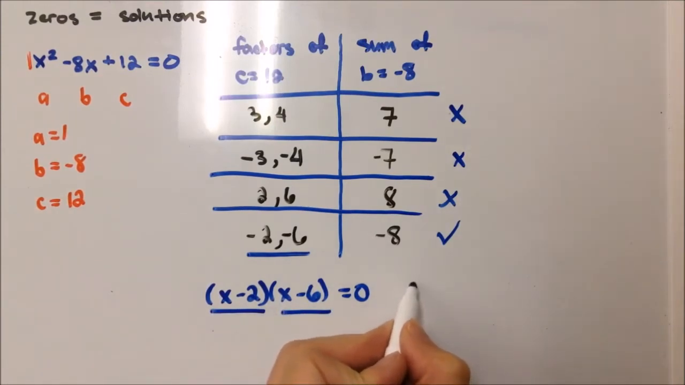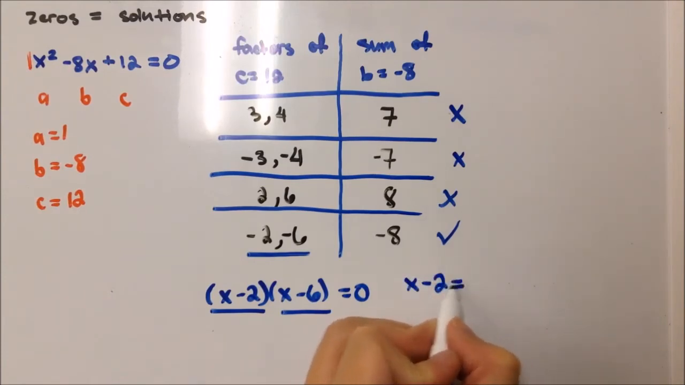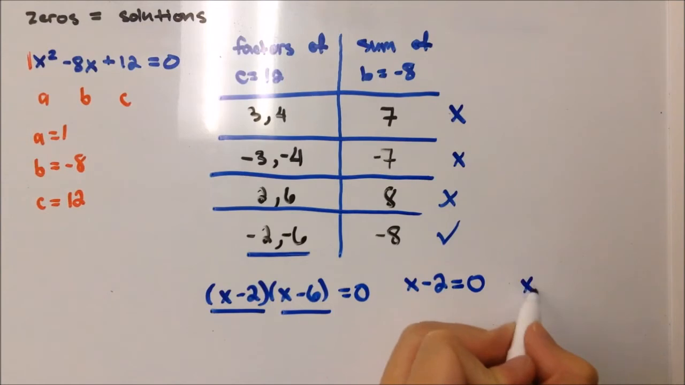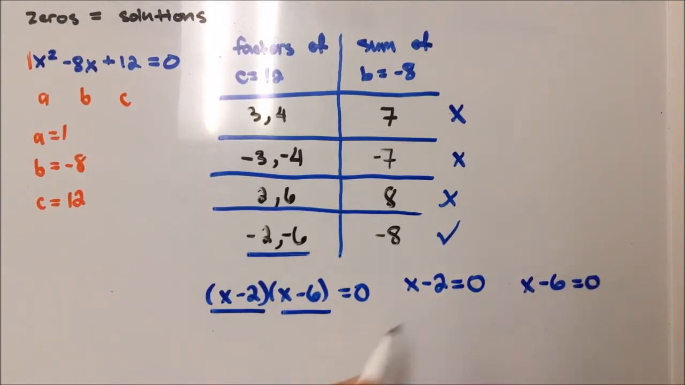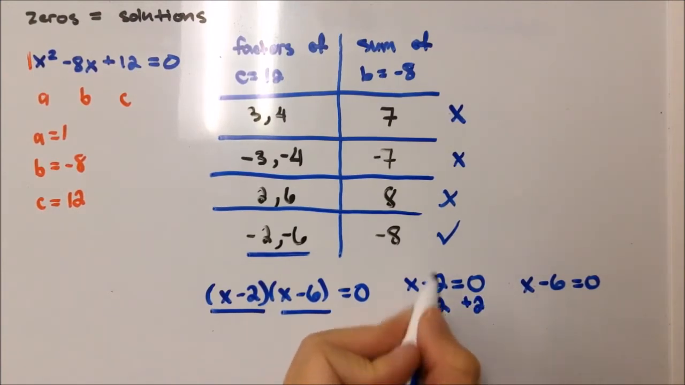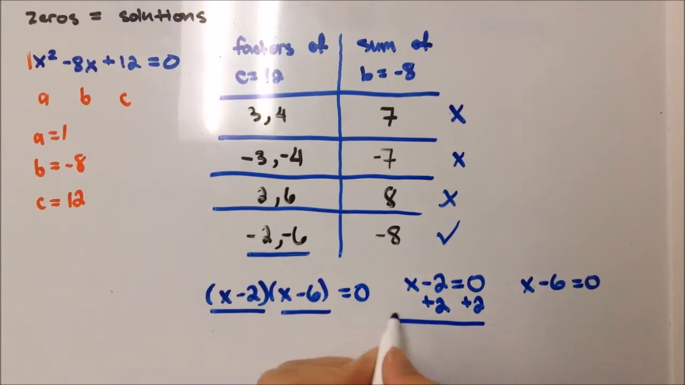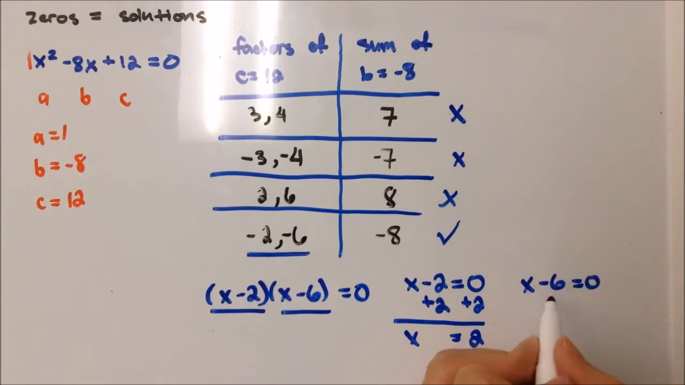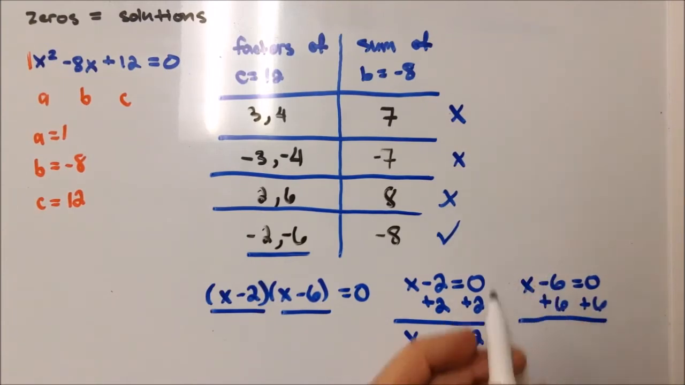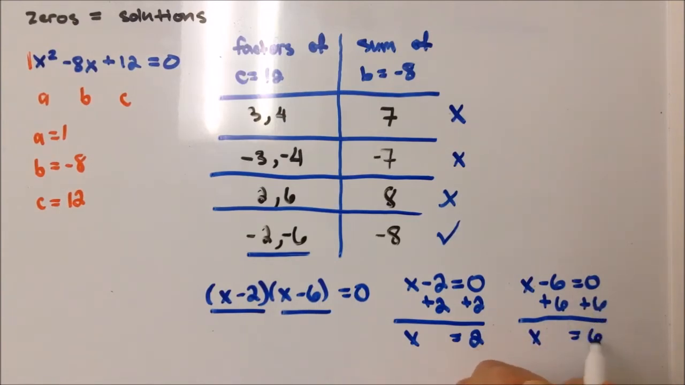So x minus 2 equals 0, and x minus 6 equals 0. I'm going to add 2 to both sides to cancel out the 2 here and get x by itself. So x equals 2. I'm going to do the same thing with the minus 6, so I'm going to add 6 to both sides. It's going to cancel here, so I'm going to get x by itself on the left, 0 plus 6, 6. So x equals 2, x equals 6.